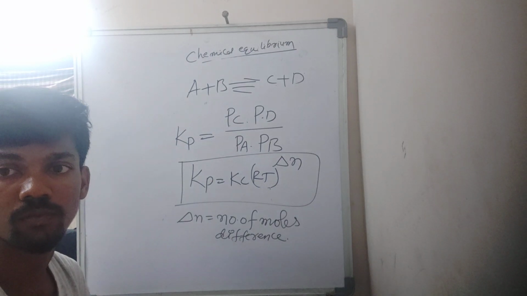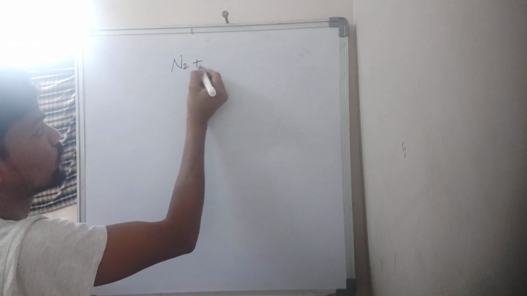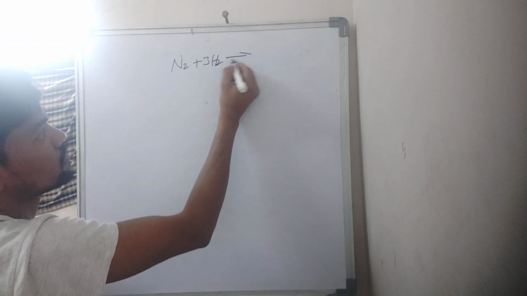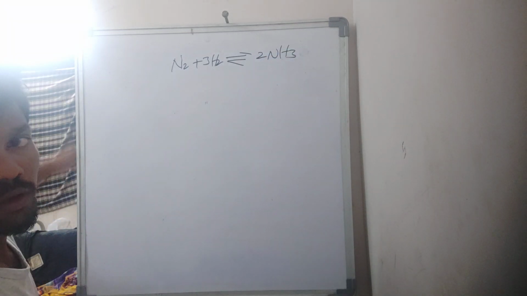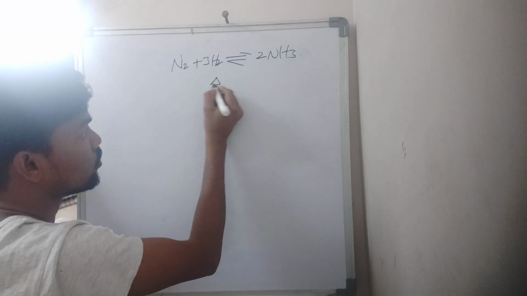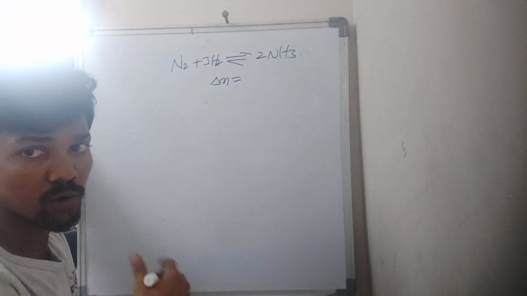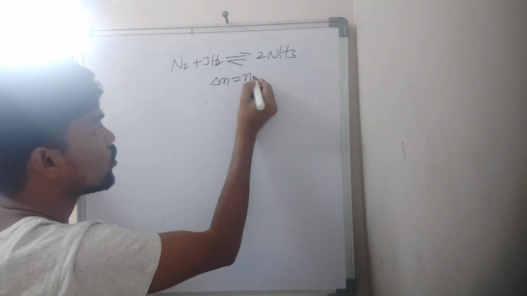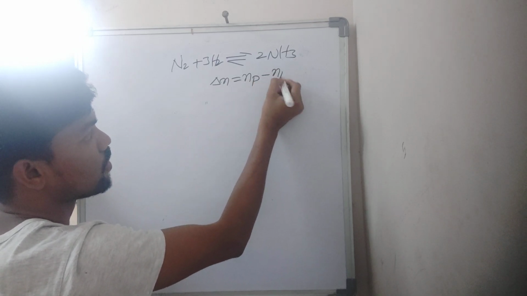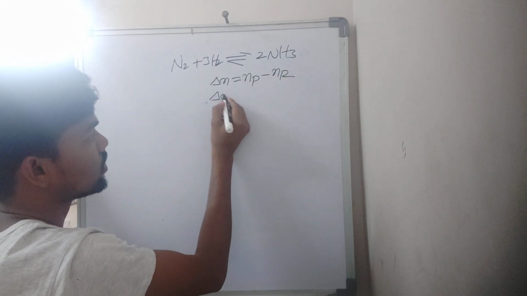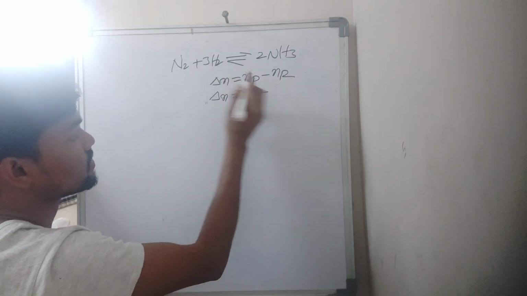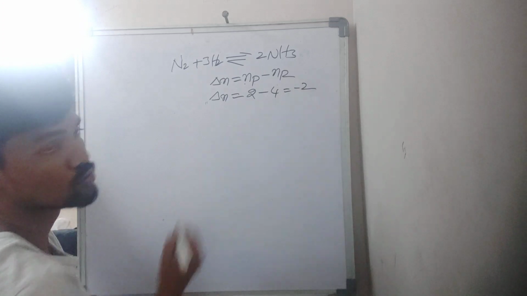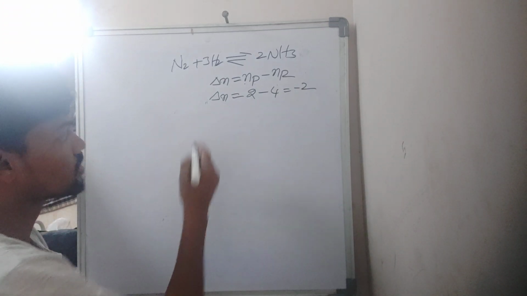Next one. Take an example: N2 + 3H2 gives rise to 2NH3. Tell me the delta n value. For delta n we always have to calculate the number of moles on the product side minus the number of moles on the reactant side. So now tell me the number of moles on the product side? 2. Number of moles on the reactant side is 4. So what is the value? Minus 2.